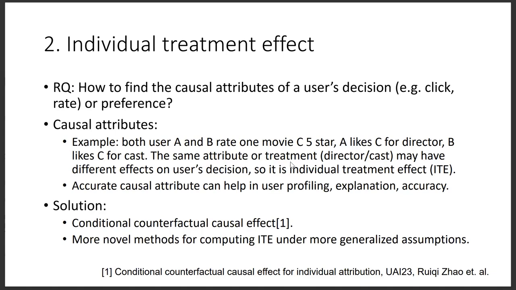Accurate attributes can help us build better user profiles, provide explanations, and improve recommendation accuracy. I'm lucky to have had a chance to collaborate with Professor Geng Zhi from Peking University. We have a method called conditional counterfactual causal effect to compute the individual treatment effect under some very straightforward causal assumptions, overlap assumptions, and so on. But we also need a more novel method to compute ITE under more generalized assumptions.